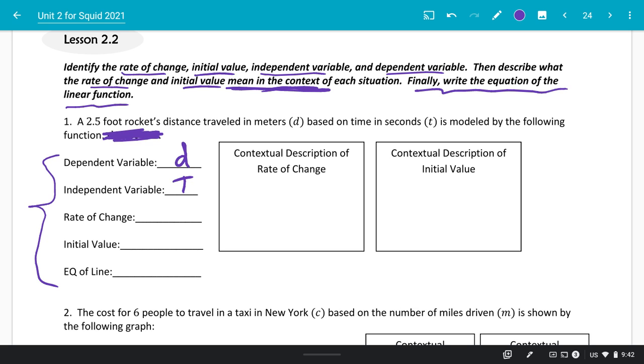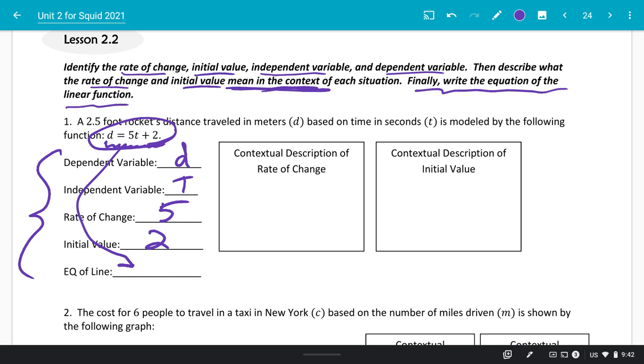Now, everything else is going to be based on this function. All right, there's the function given to us in equation form. Wow, that looks very familiar, doesn't it? What form is that in? Y equals mx plus b. So what's my rate of change? What's my initial value? What's the equation of the line? Well, it's already given for us, so pretty simple. Cool?